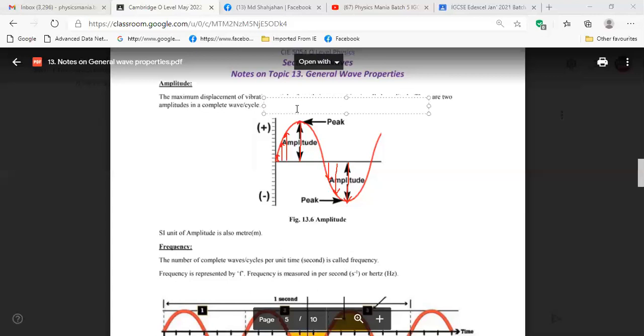Besides cycle, you give one slash, then you write oscillation. Then after writing oscillation, you write vibration. So we have four names. We can say complete wave, or complete cycle, or complete oscillation, or complete vibration. And after writing this definition, you draw this diagram also, where we are showing the amplitudes.